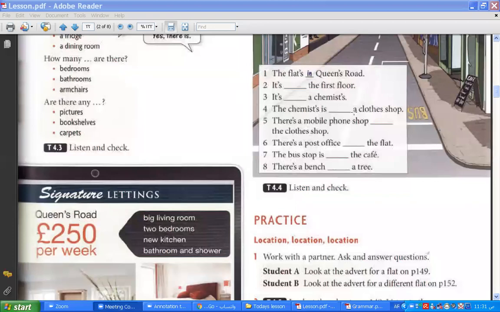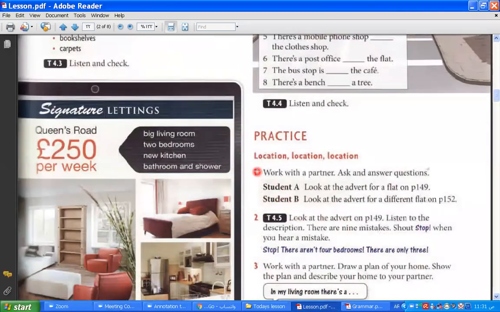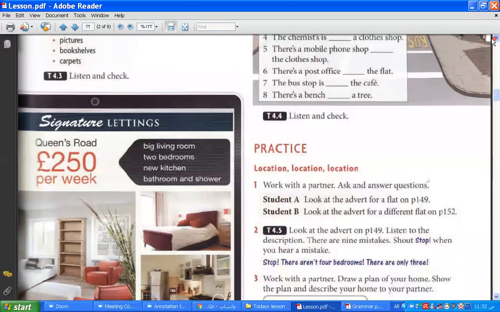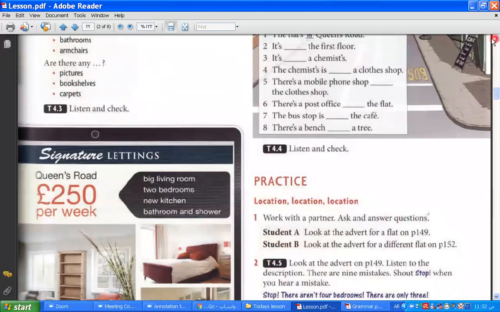Dua, ask Silva. How many bathrooms are there? So Silva, can you answer? How many bathrooms are there? There is one bathroom. Thank you. Because there is only one bathroom. Great.